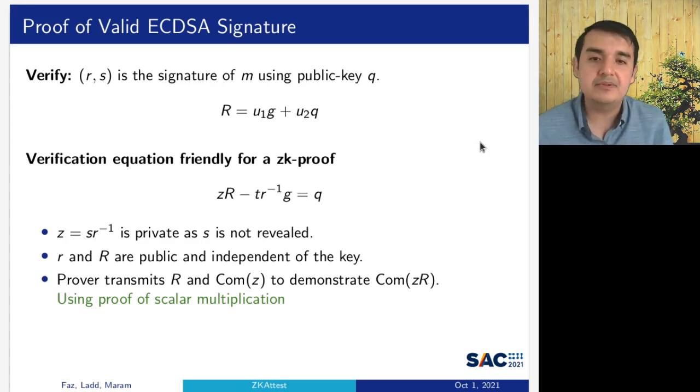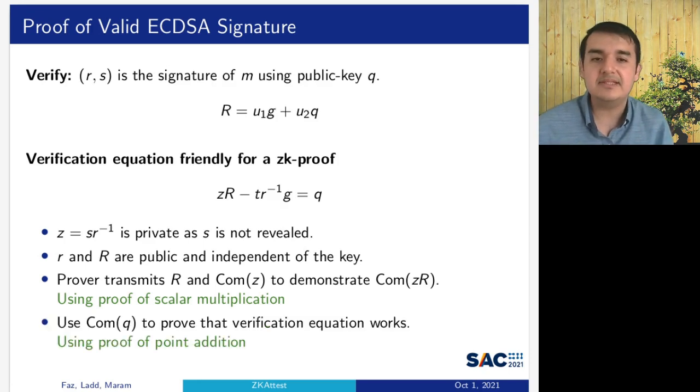First, the prover can transmit R and a commitment to C to demonstrate the correctness of the commitment of C times R. In order to do this, it uses a proof of scalar multiplication. The second thing to prove is, using a committed public key Q, that it can be used in a proof of point addition to check that the verification equation actually holds.